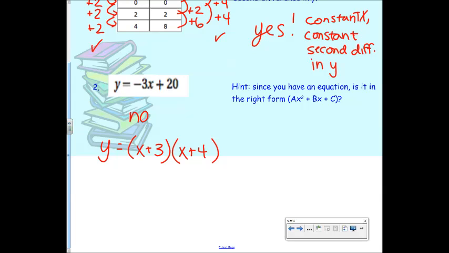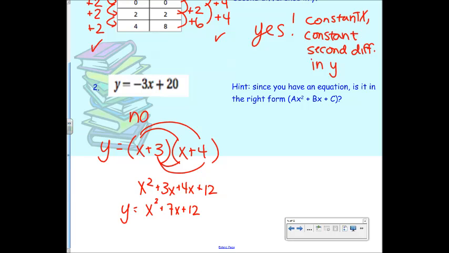Down here, though, you have to distribute it or do the box method to find out that it's x squared plus 3x plus 4x plus 12, which ends up giving you x squared plus 7x plus 12. So then that is, in fact, a quadratic. So just look out for that. Before you can just say, oh, it doesn't have an exponent of 2, you've got to simplify first. Okay, make sure that you can tell if it's a quadratic.